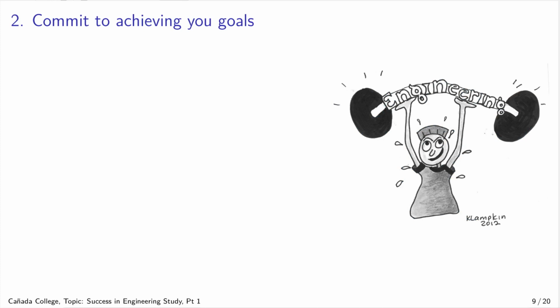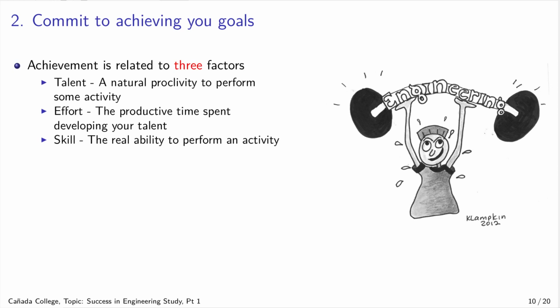The second thing is, once you write it down, you have to commit to achieving it. So writing it down is one part of it, but that's not enough. Now that you've written it down, everything you do should be towards achieving your goals. It turns out that achieving your goals is related to 3 factors. The first is whether you have some initial natural interest or talent or proclivity to perform some activity. For example, maybe you're good at figuring out how to put electrical circuits together. So you have an interest and a natural inclination to make electrical circuits. Okay, so that's called talent.